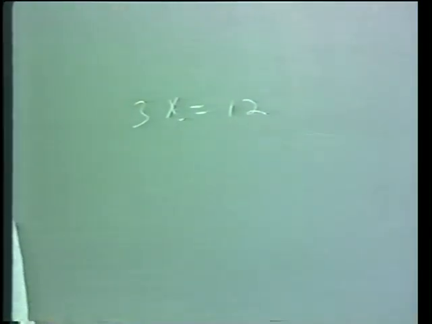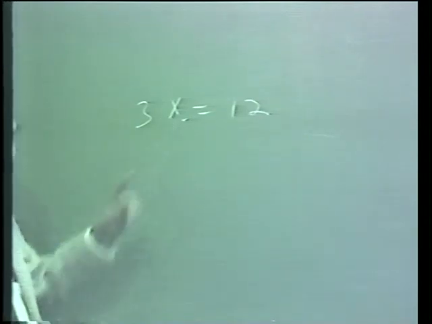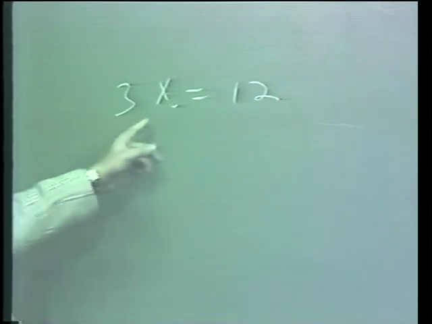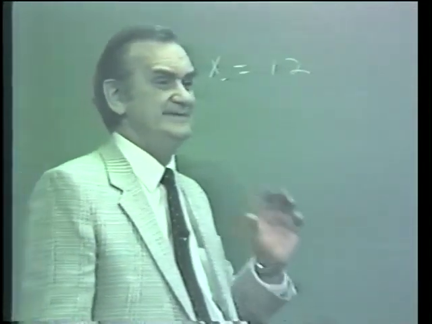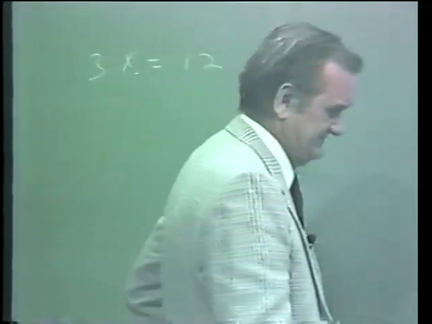3x equals 12. That says 3 times some number is 12. Now, the truthness or falseness of this sentence depends upon the value of x. If I tell you x is 10, this is a false sentence. If I tell you x is 1, this is a false sentence. In fact, the only value of x that will make this true is 4. Now, the value of our variable that makes the sentence true is called the solution set. And that's what we're going to be after. We're going to be after the solution set. The value of x, the value of our variable that makes the sentence true.